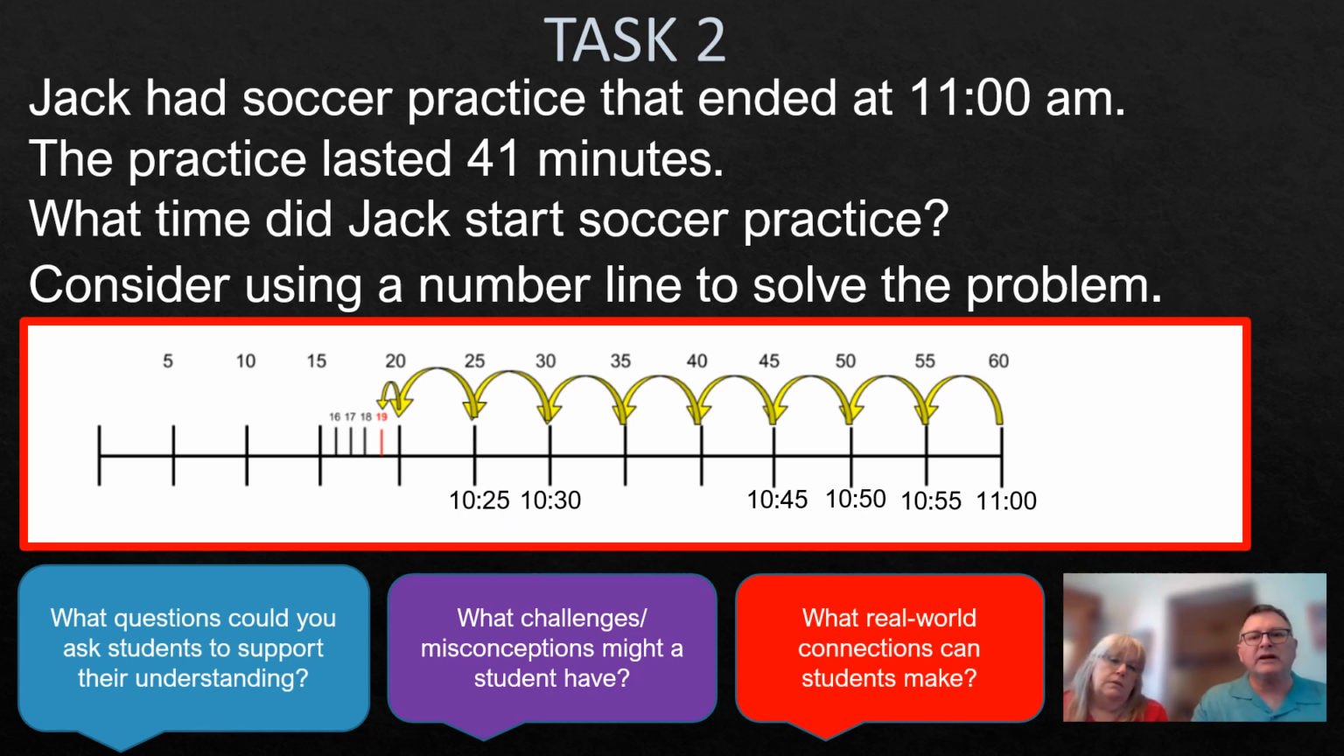Okay, we'll record that there. 5 minutes before that was 10:25. And we'll record that there. 5 minutes before 10:25 would be 10:20. How much time has elapsed so far? 40 minutes. So I know I only have 1 more minute to go. And 1 minute before 10:20 would be 10:19. And you see how that last 5-minute interval was decomposed into single minutes. Correct. And there it is.